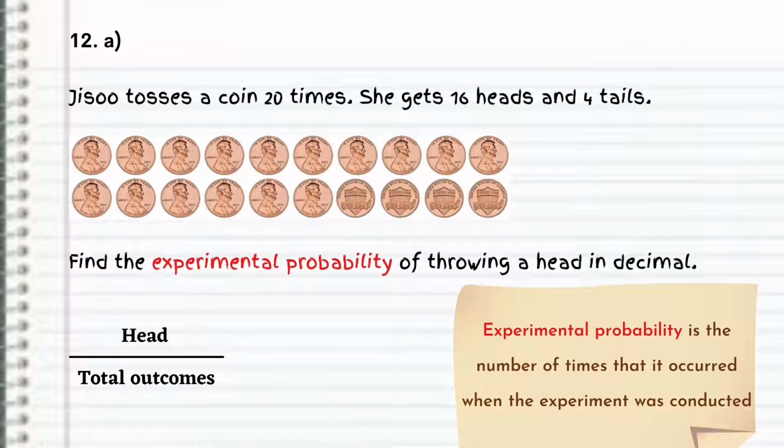To find the experimental probability, we will need to divide the outcome wanted, which is head, by the total outcomes. For this question, we have 20 outcomes and 16 heads. So we divide 16 by 20 and get 0.8.